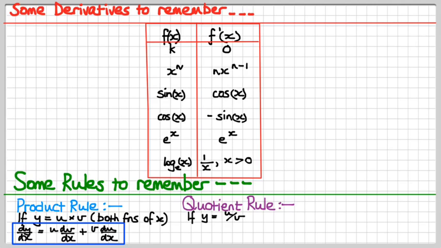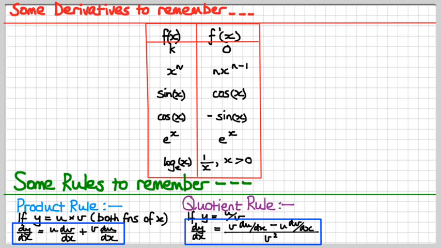Quotient rule, where you have y equals u over v, where they're both functions of x, then it goes like this. dy dx equals v du dx minus u dv dx over v squared, or as I affectionately call it, bottom d top minus top d bottom over bottom squared, okay? Bottom d top minus top d bottom over bottom squared. That's a great way to remember it, because my students do remember it after we teach it to them that way.